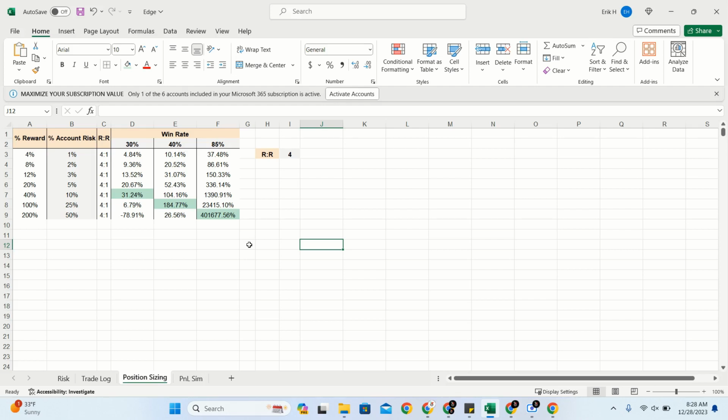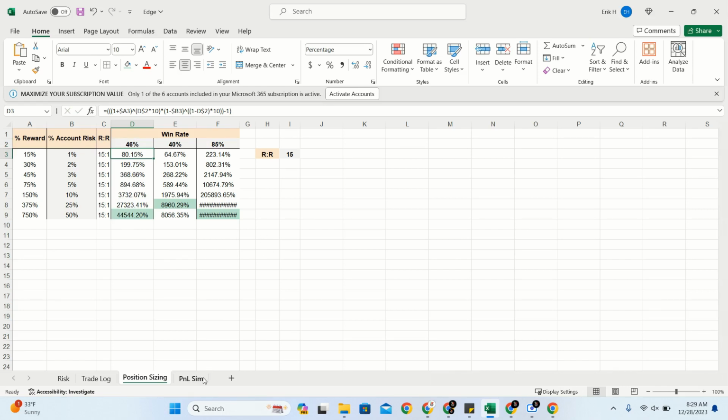So I use this as just an idea of how much I should be risking on each trade. And this does update as you input these numbers here. So let's use what we found on the last page, 1.5 R to R, 46% win rate. It wants us to risk 50% of our account, but we've already gone over that. Lastly, P&L sim. So let's look at a visual representation of the strategy that we just optimized.